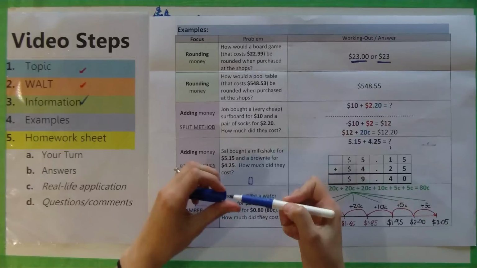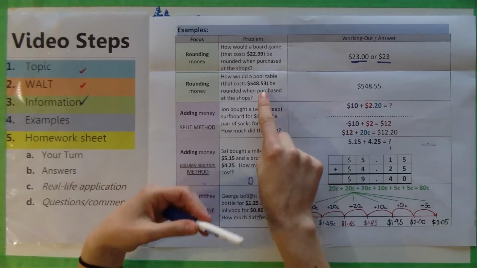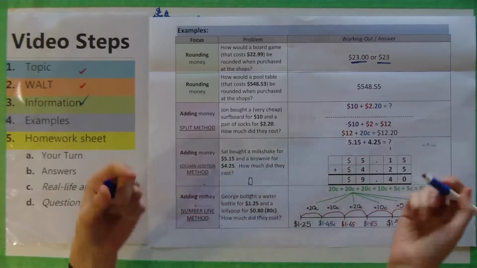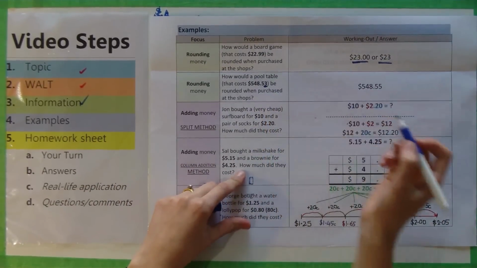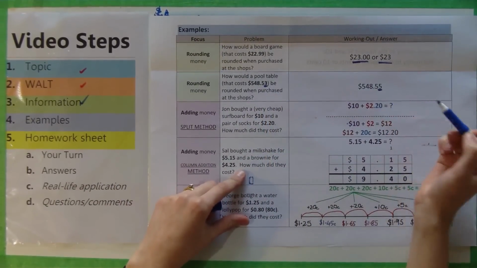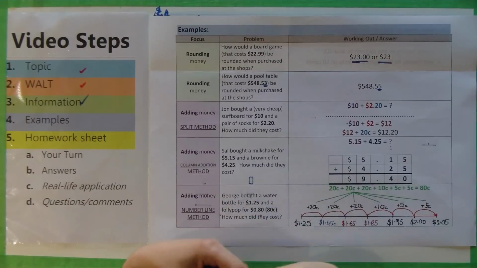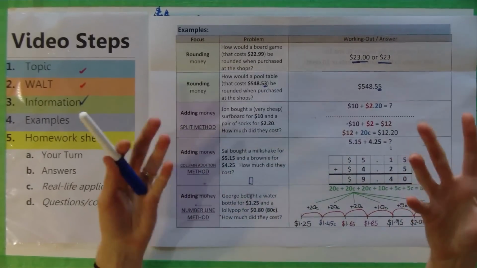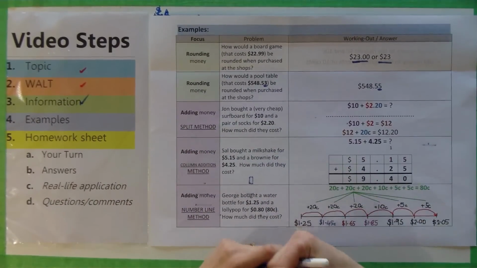How would a pool table that costs $548.53 be rounded when purchased at the shops? It ends in a 3 there for the cents, so you would move that up to a 5. So it's $548.55 in actual coins if you have to pay with cash.